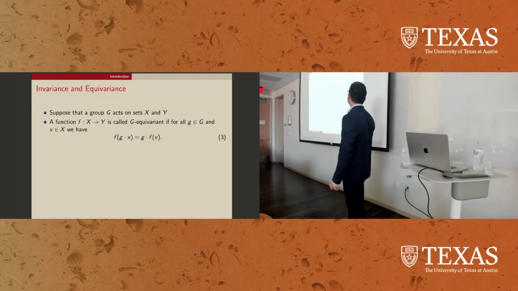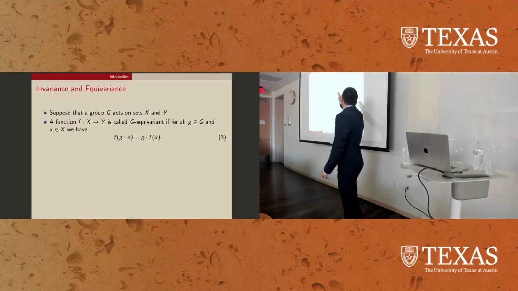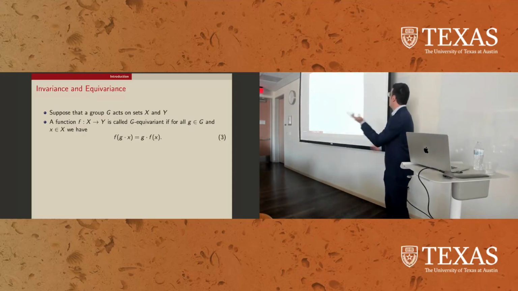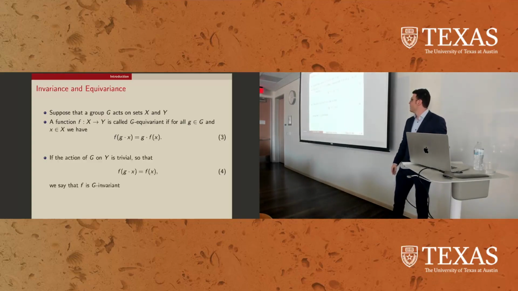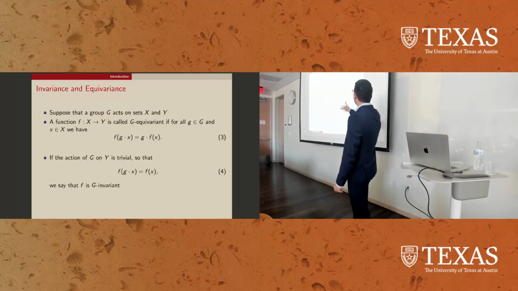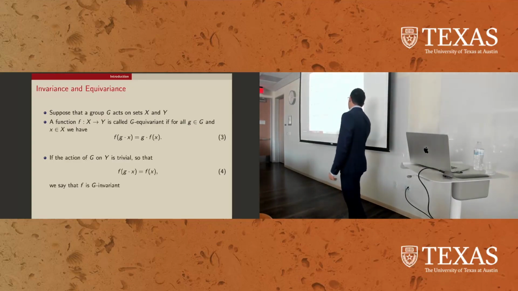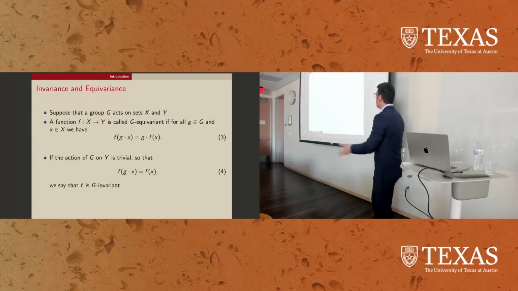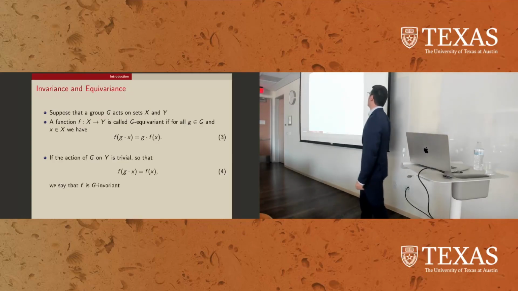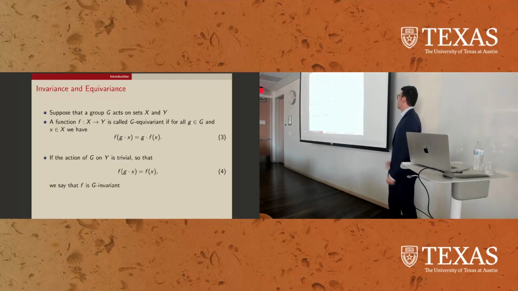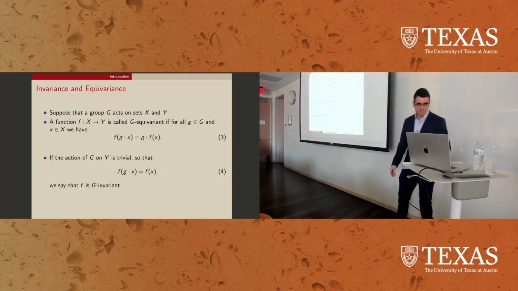And just what that means, I think you're probably all familiar with this. If you have a group acting on two sets and a function f from X to Y, it's called G equivariant if it commutes with the action of G. In the special case where the action of G on Y is trivial, we say this is called a G invariant function, so the value is the same for all elements in the orbit of x. And in the talk today, I'll focus on trying to build G invariance into these neural network functions as opposed to equivariance, since it's a bit simpler and we have the strongest result in this case.